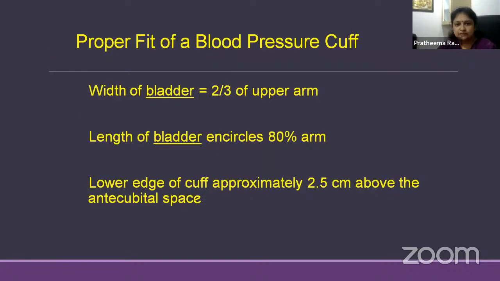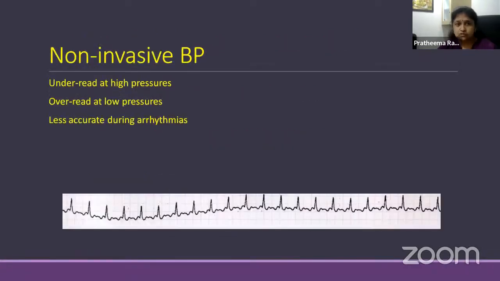So width of the bladder should be 2/3 of the upper arm and length should be at least encircling 80% of the arm. So we must make sure it is not crossing the antecubital space and it should be at least 2.5 centimeter above the antecubital space. This is a proper fit of a blood pressure cuff. So non-invasive, it is underread at high pressures, overread at low pressures, less accurate during arrhythmias.